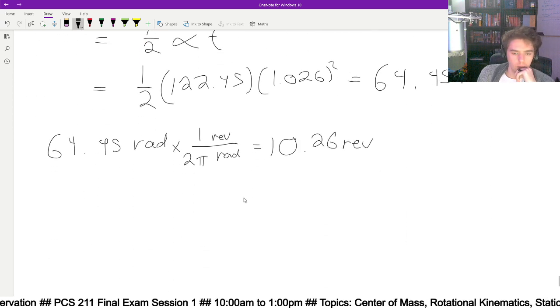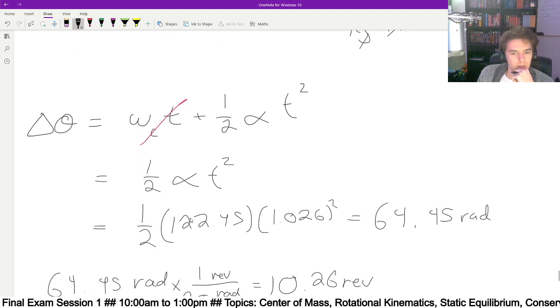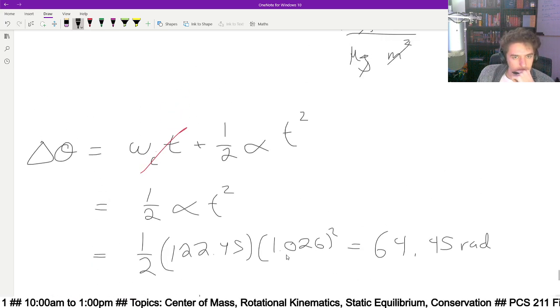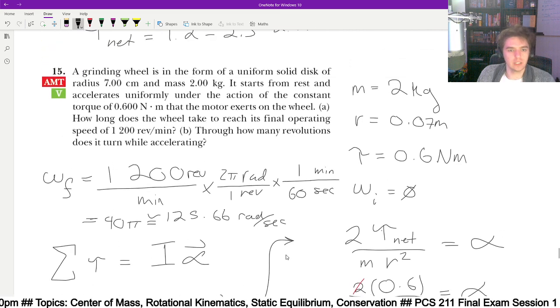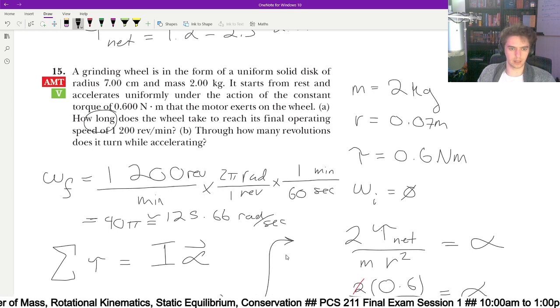Okay, any questions about this question? No? Okay. Can we get a quick recap of what we did? Sure, for sure. The question asked us how long the wheel takes to reach its final operating speed.